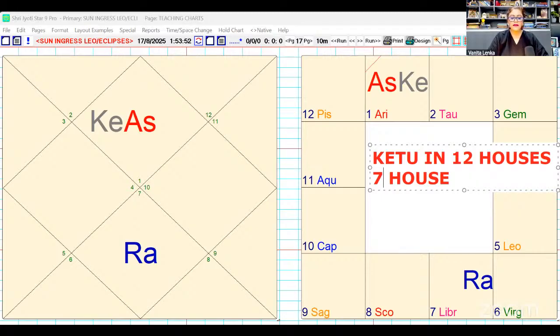These people lose their grandfather at a very early age. And these people will have pious and spiritual friends also. That is when Ketu is in the seventh house. All right. Now, what when Ketu is in the eighth house? Let me write it for you guys.